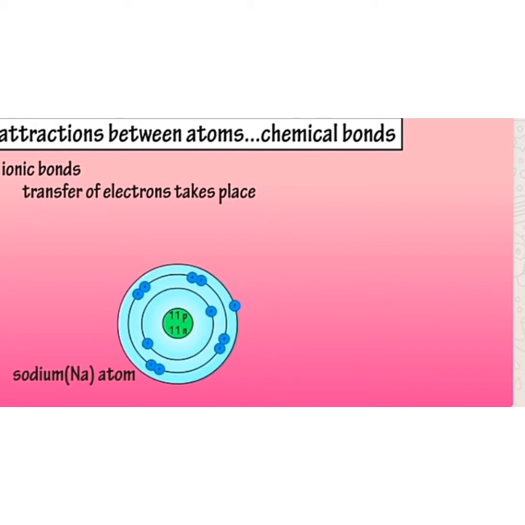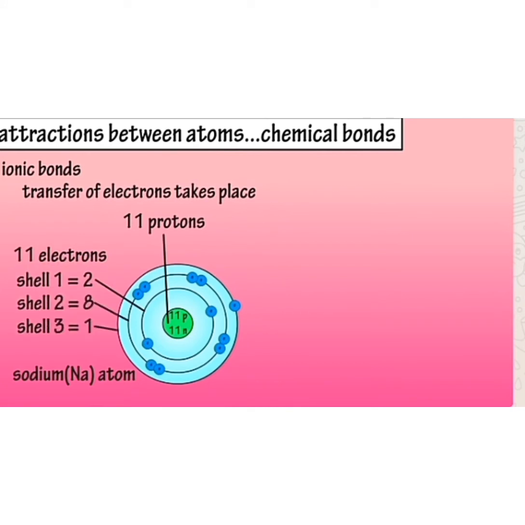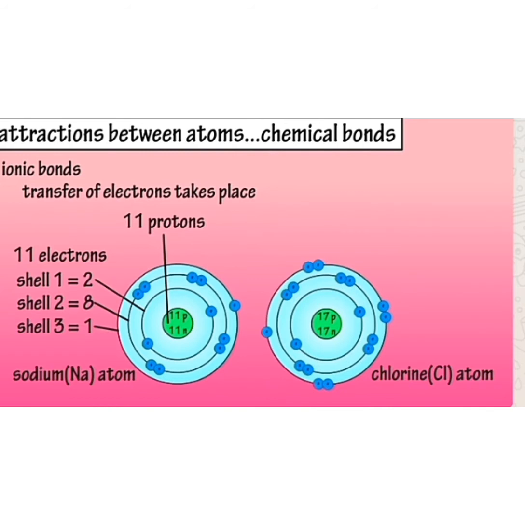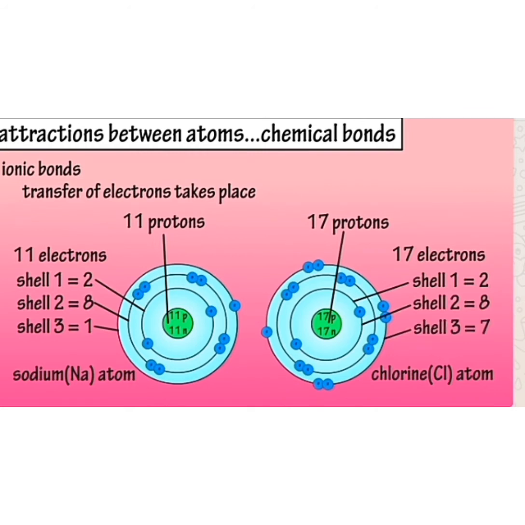Here we have a sodium atom, which has an atomic number of 11, meaning it has 11 protons in its nucleus and 11 electrons in its shells or energy levels. Shell 1 has 2 electrons, shell 2 has 8 electrons, and shell 3 has 1 electron. And here we have a chlorine atom, which has an atomic number of 17. So 17 protons and 17 electrons. It has 2 electrons in shell 1, 8 in shell 2, and 7 in shell 3.